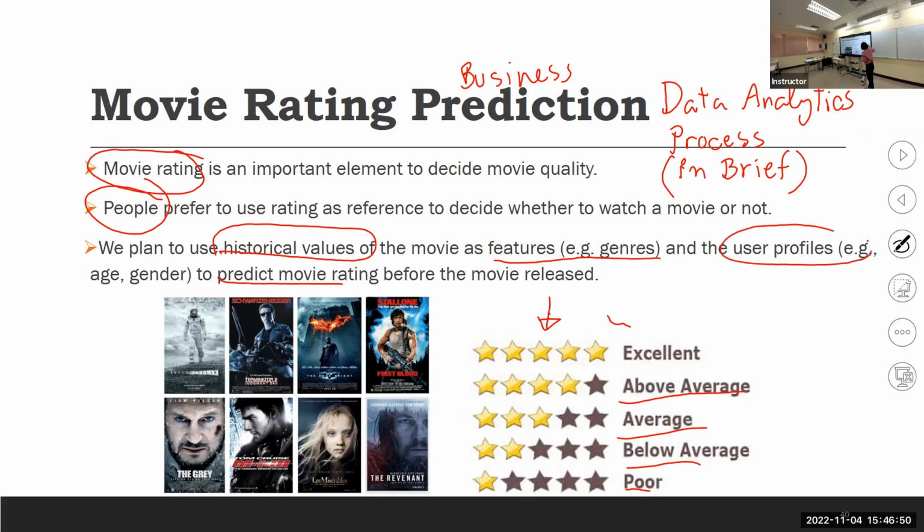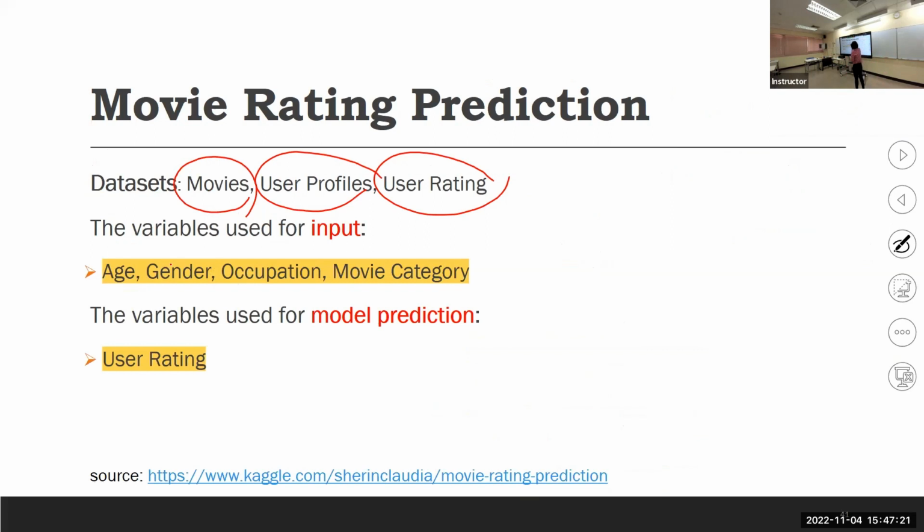Also, the profiles of the users who like or may not like the movie. Different movies may be preferred by different types of users, such as age group, gender group, and so on. So these are the business identification part: business understanding, business needs, and so on. And then, of course, we move to the next step.